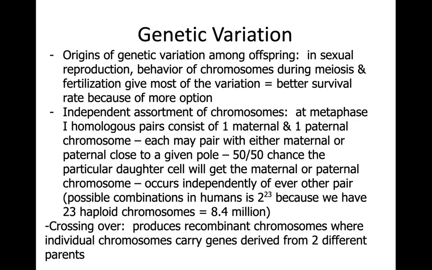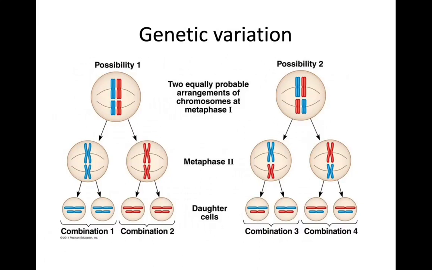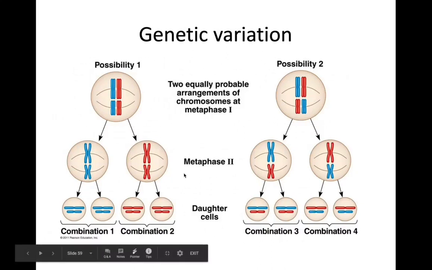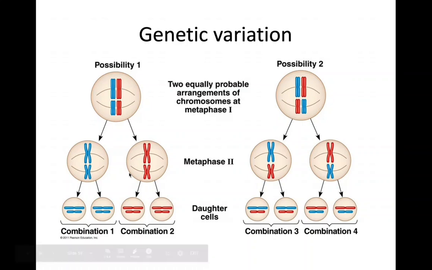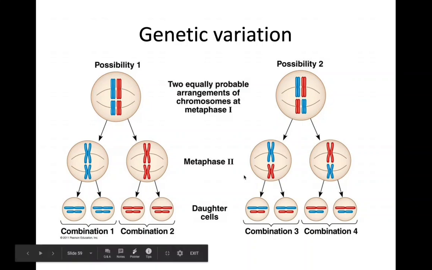Crossing over is going to produce recombinant chromosomes from 2 different individuals. It's going to increase that number even more. This kind of allows you to see a little bit of the genetic variation. This is only looking at 2 chromosomes here. So you can produce offspring where both of them got the blue one or both got the red, or you can have where they each received one of the other.